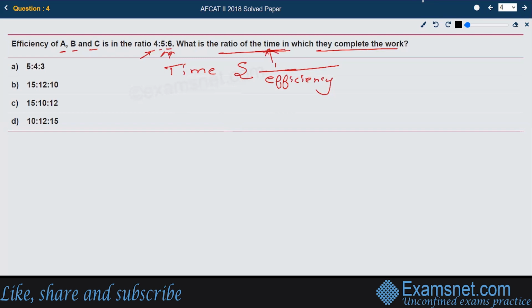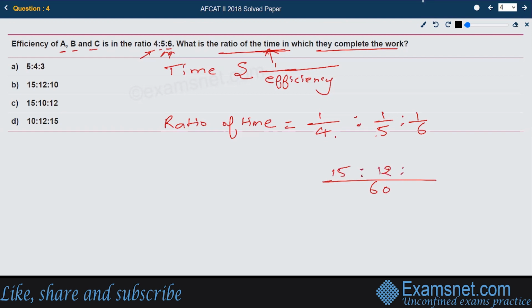So if it is inversely proportional, then obviously the ratio of time will be the reciprocals, or the multiplicative inverses, of all these. So it will be equal to 1 upon 4, that is the first efficiency's inverse, is to 1 upon 5, the second efficiency's inverse, is to 1 upon 6, the third efficiency's inverse. Now we need to solve this and find a simple ratio. How can we do that? We can take the LCM of 4, 5, and 6, the common LCM being 60. 4 into 15, is to 5 into 12, is to 6 into 10.